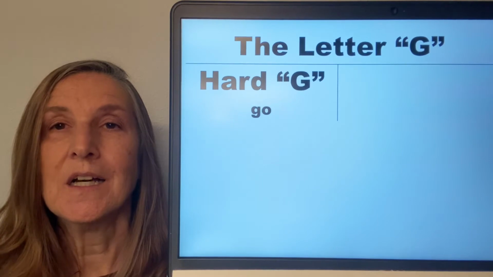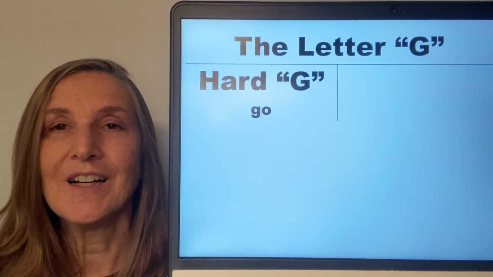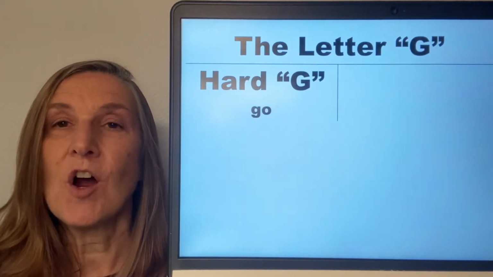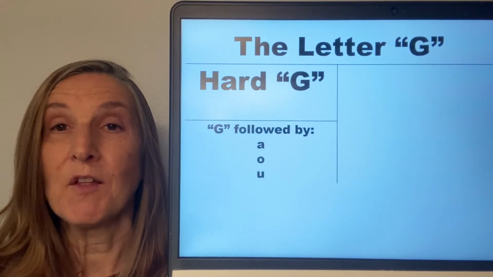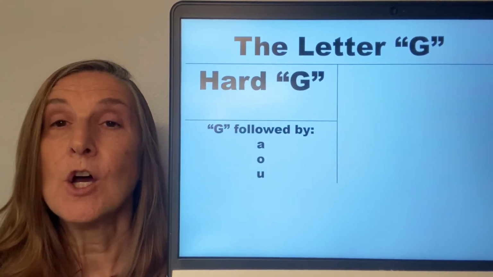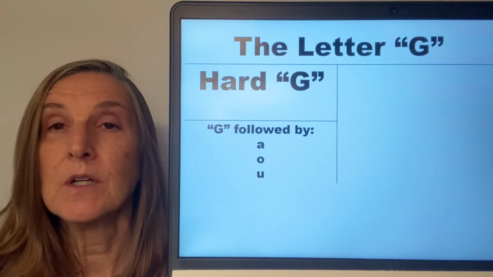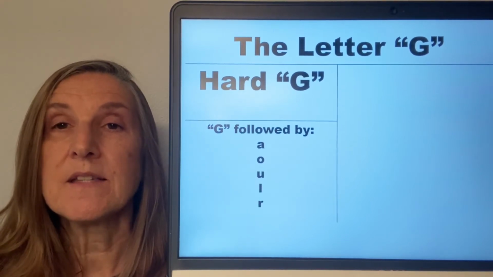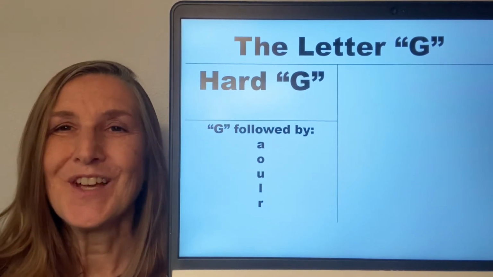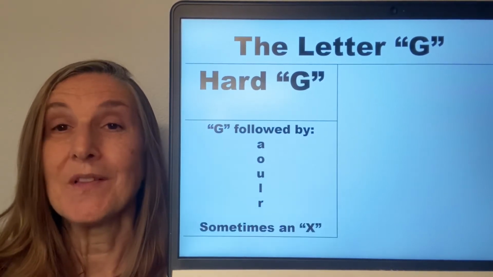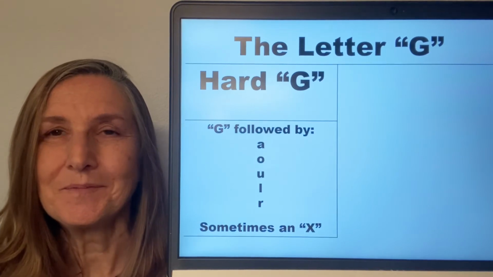G, G, G. This hard G sound will often occur when the G is followed by the vowels A, O, and U, or by the consonants L and R. This G sound sometimes occurs with the letter X as well.